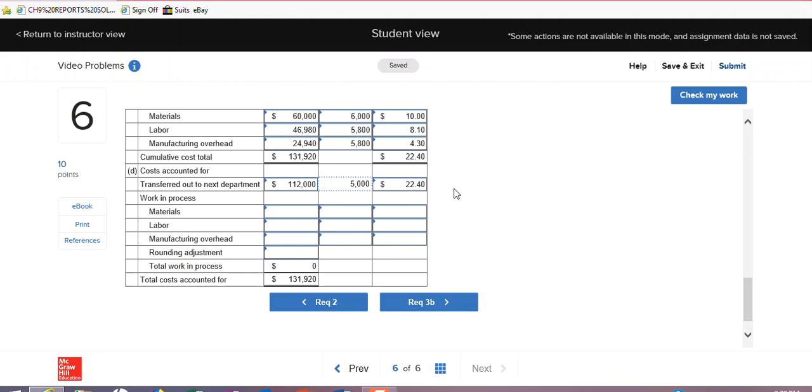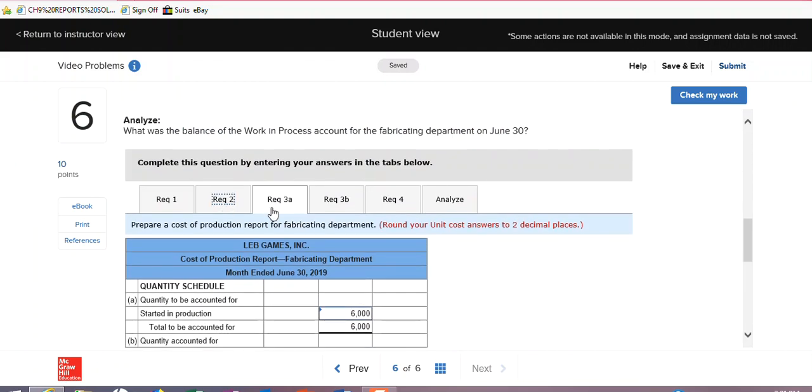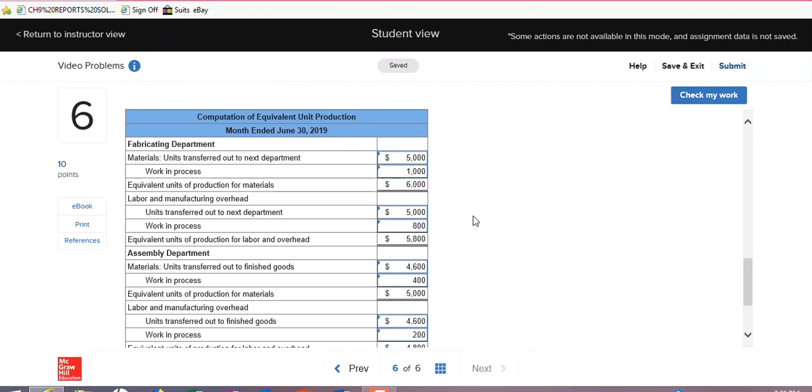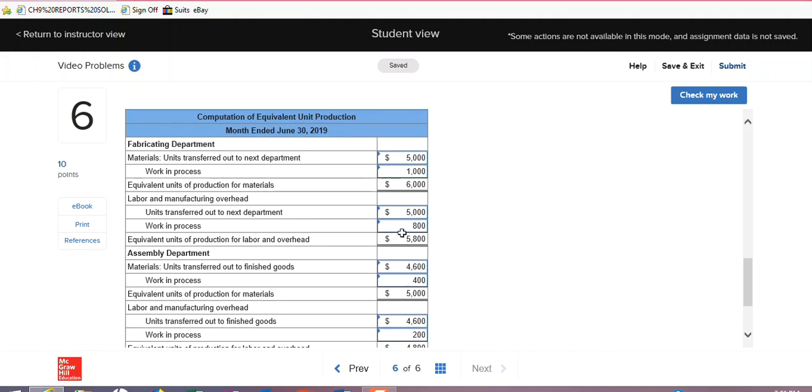All right, and then your work in process. Again, I like to start in the middle with the units. Those units, you have to go back over to the previous tab. We're still in the fabricating, so we've got our work in process units were 800 units for labor and overhead, and there's the 1,000 units for materials.